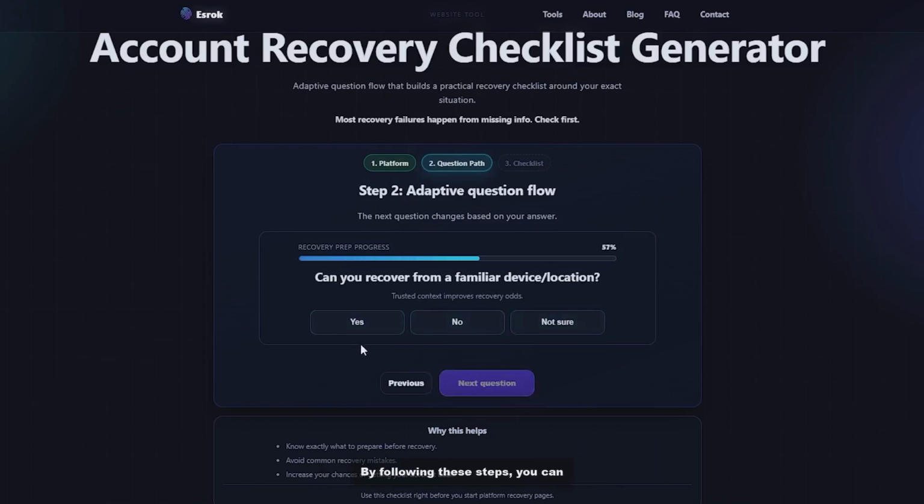By following these steps, you can successfully disable two-factor authentication on your Squarespace account. Always remember to keep your account secure with strong passwords and other security measures.